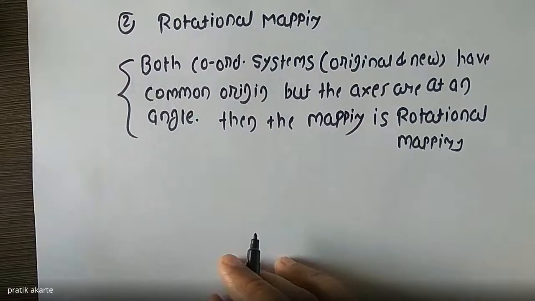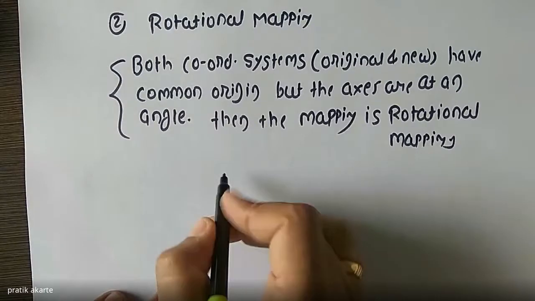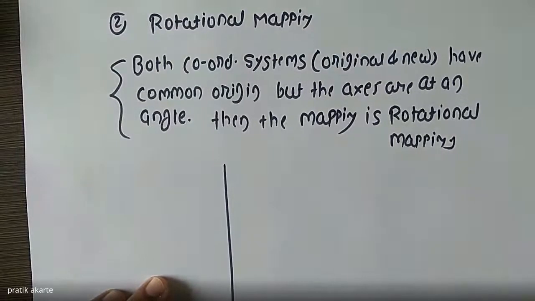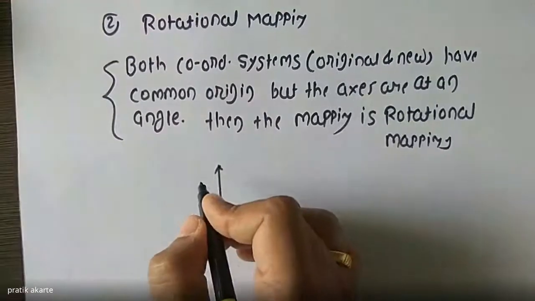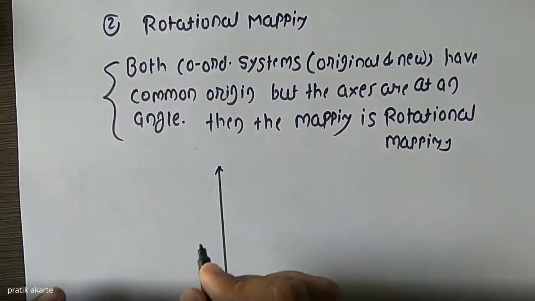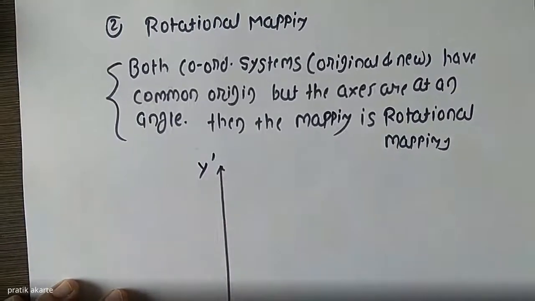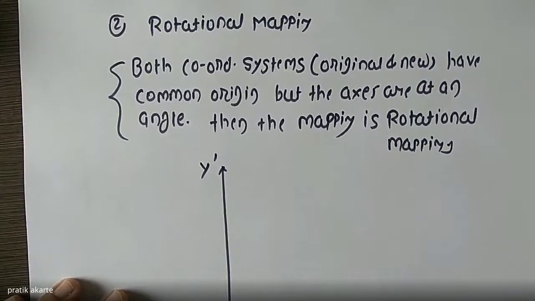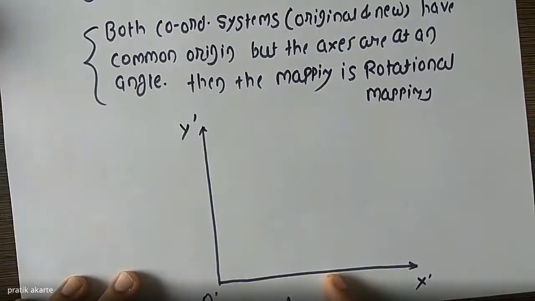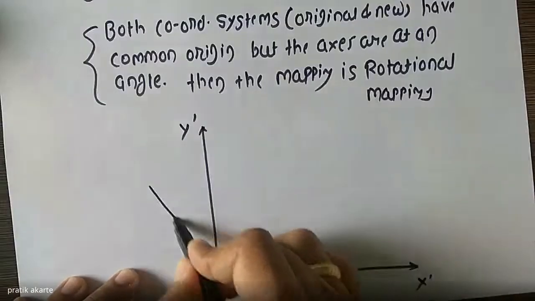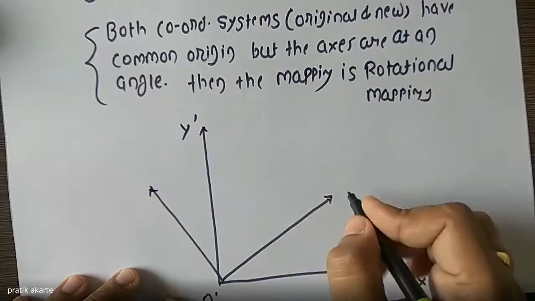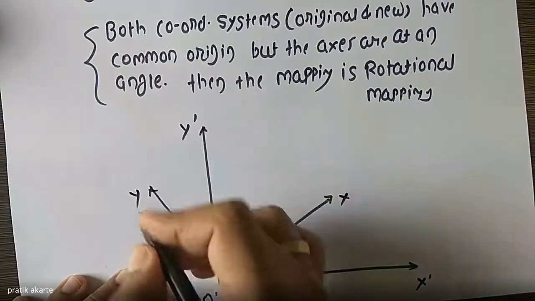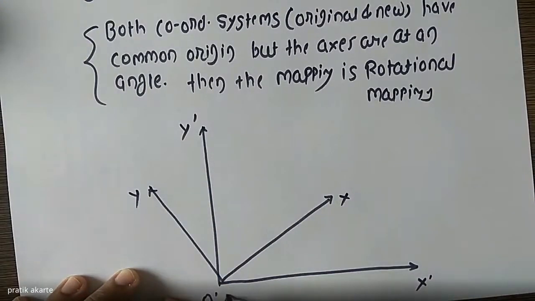Okay. Now let us draw the diagram for the same. What is the condition given for the rotational mapping? So these are x dash and y dash and O dash. This is your new coordinate system, and x and y, and this origin is common.